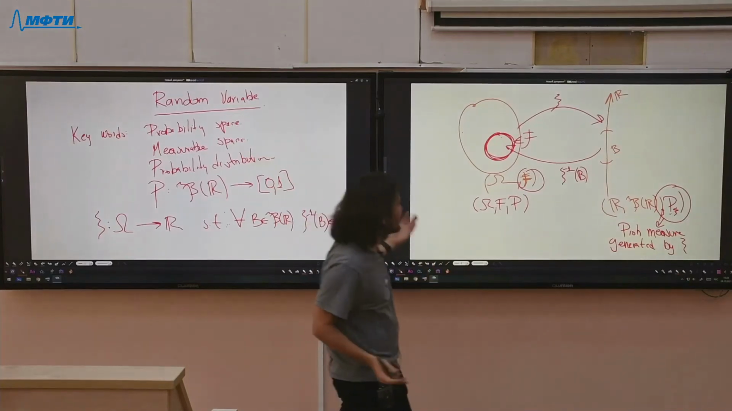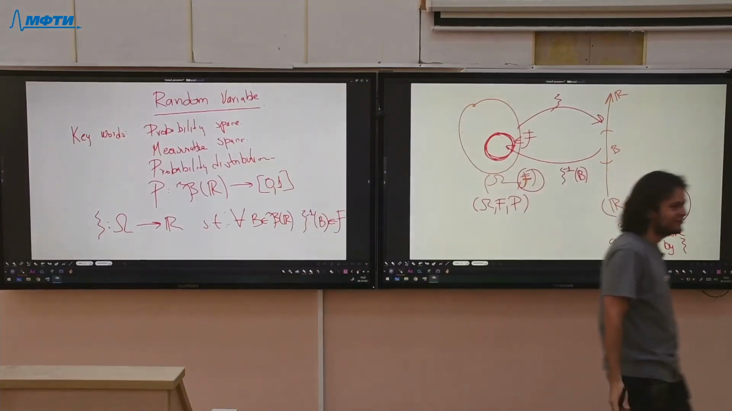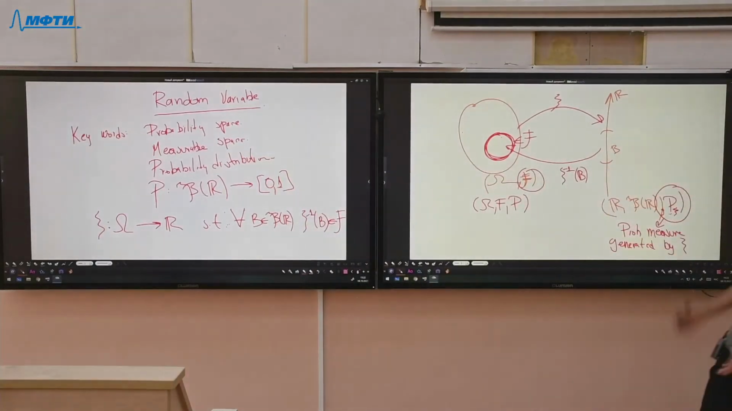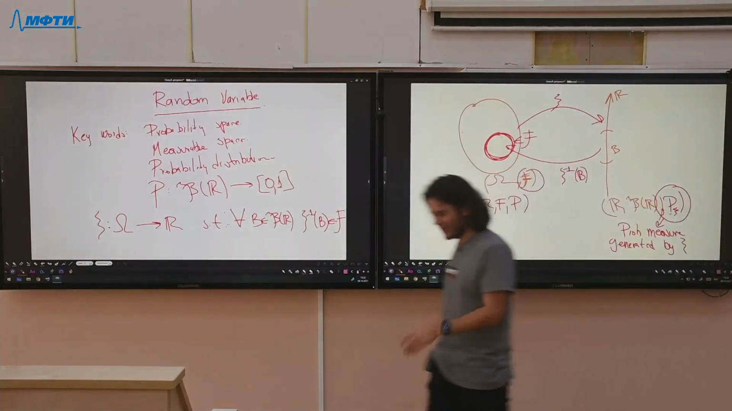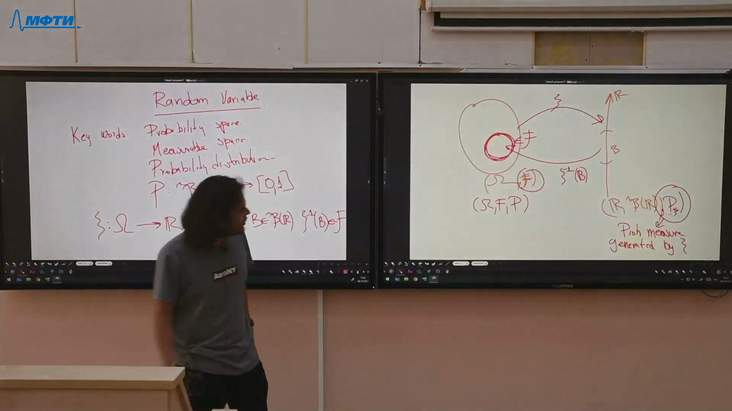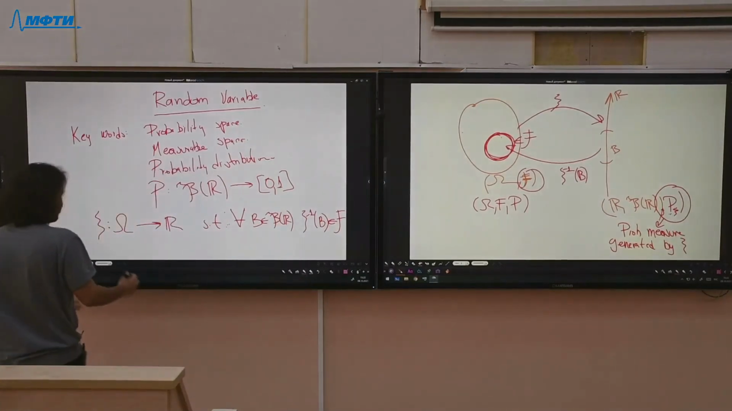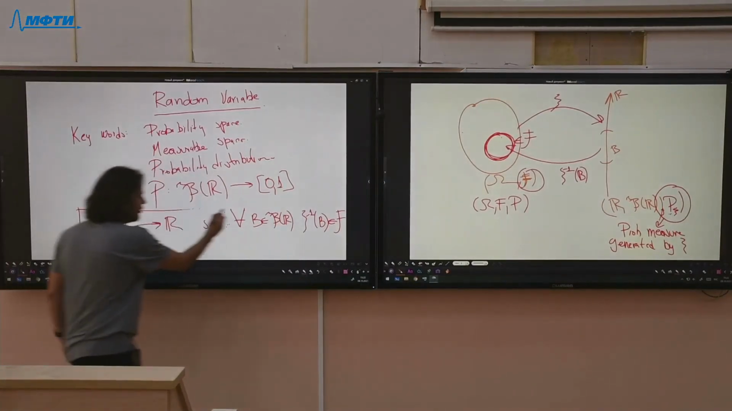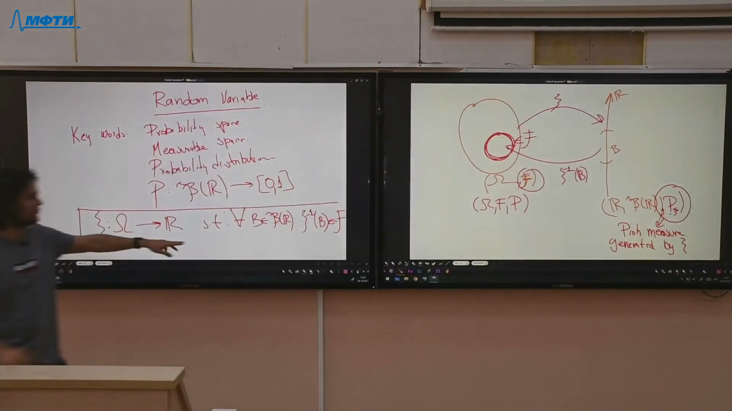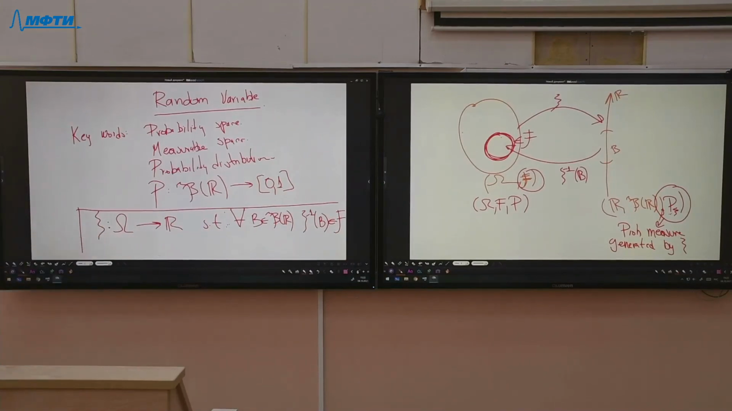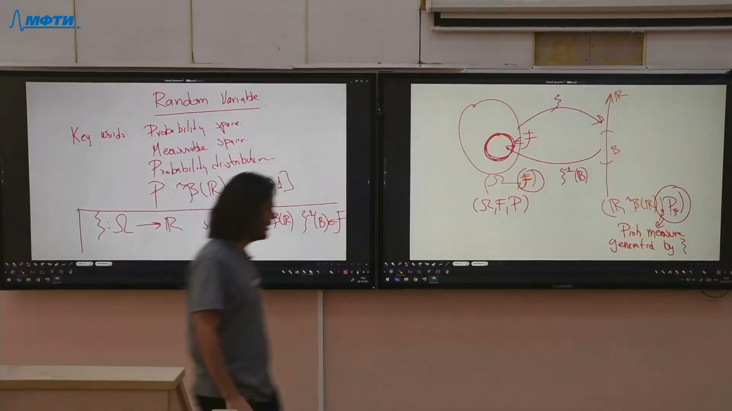Because this is a function, right? A random variable is a function, just like in calculus, I would say. And that's it. This is the definition of a random variable. And yeah, that's it for the lecture.